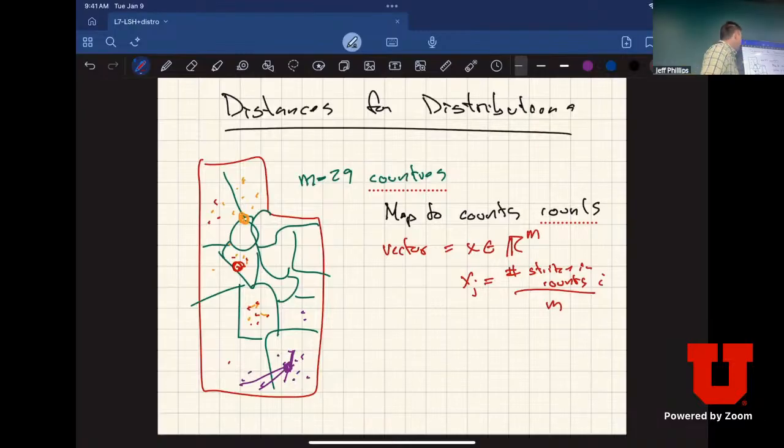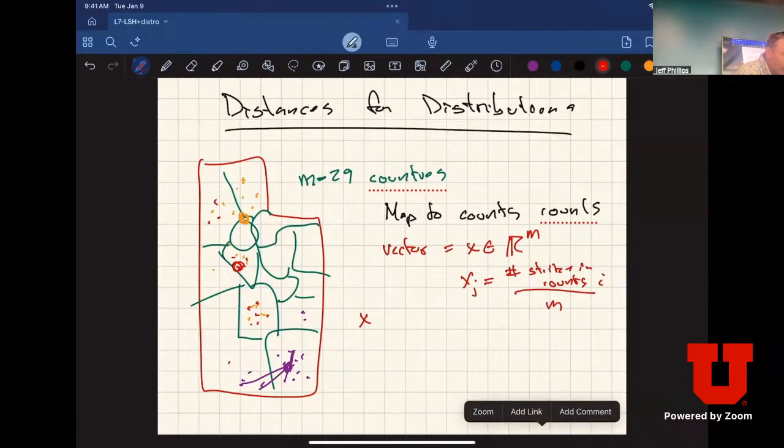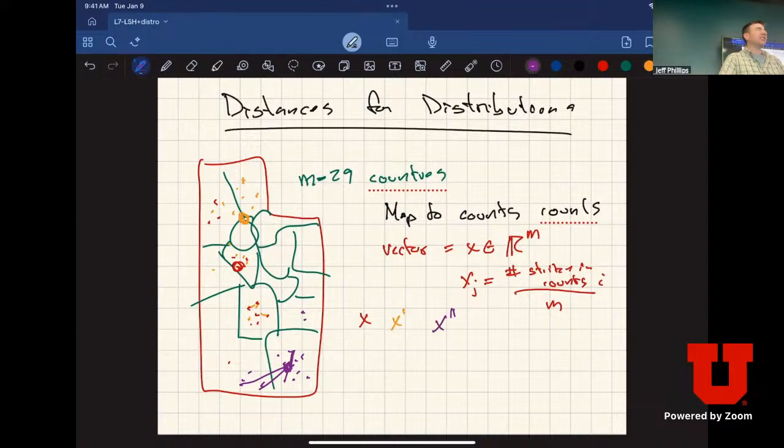So I'm going to have two vectors that say how many are in this county, what fraction of them are in each of the counties. Then I can have vectors, x for the red, x prime for the orange, and x prime prime for the purple. And then I can just measure the Euclidean distance between them. In fact, all of these are in a space. We'll often call this the simplex, Δ^(m-1). These are all vectors.